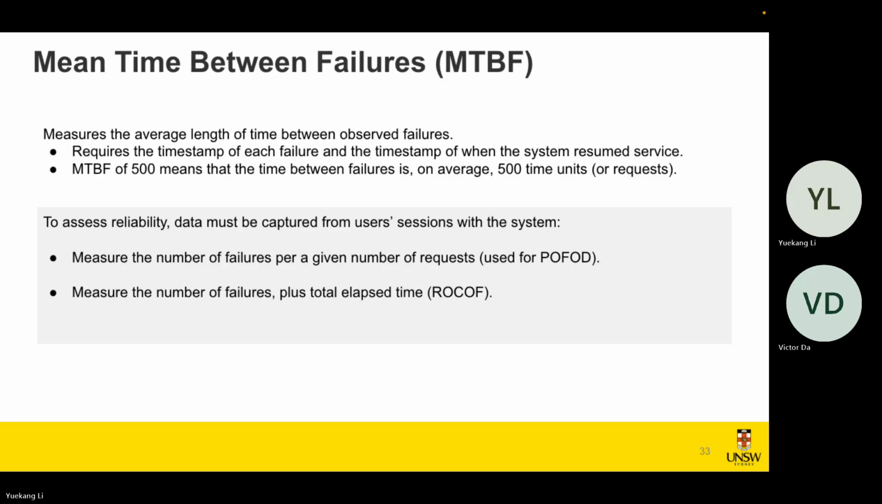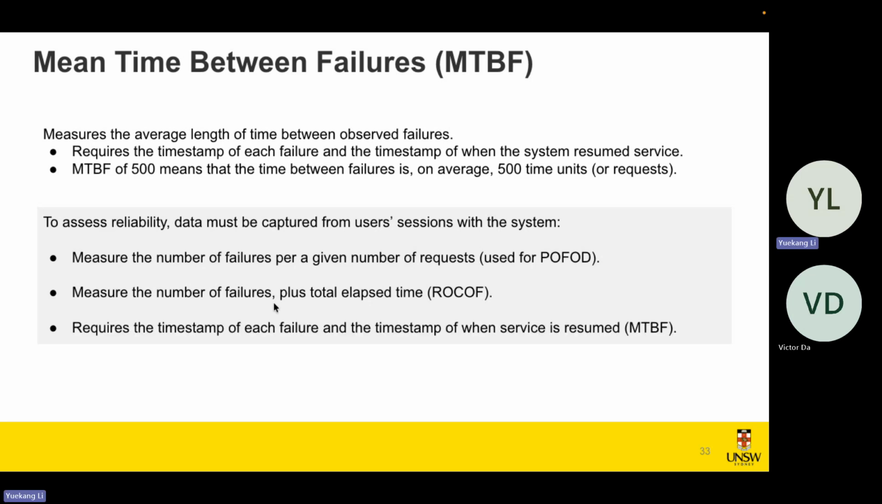And for the rate of occurrence of failures, we need to track time, right? Because it's about frequency. And for MTBF, we need to care about the timestamps, right? And for availability, we just need to care about the uptime, right?